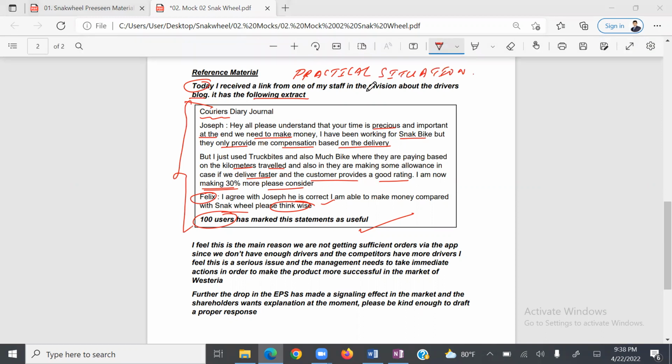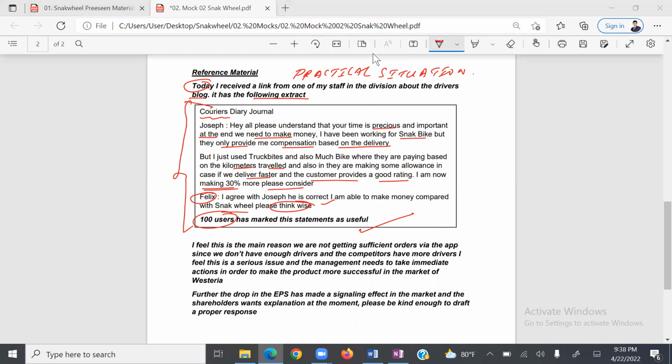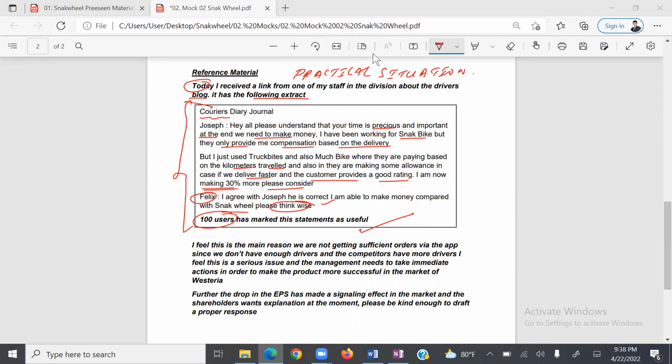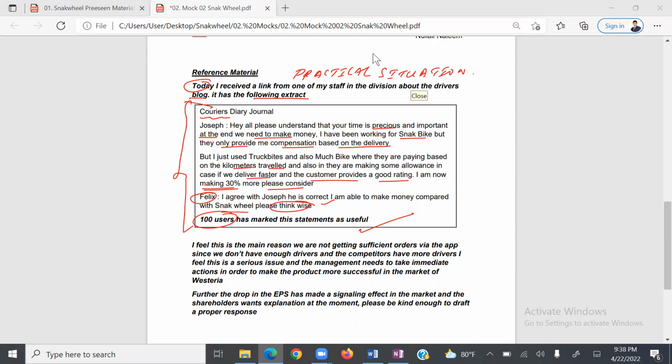Because the examiner is always slow. He will never tell it directly. He will always make sure that you go around and think. So this is one issue that has taken place.